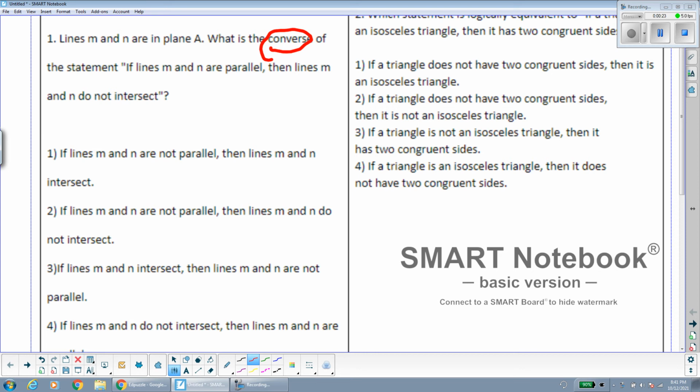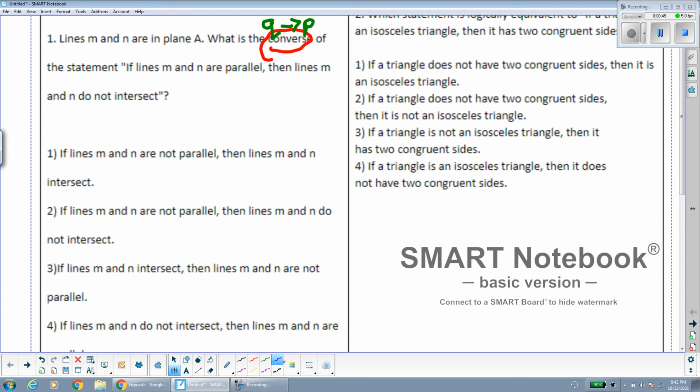If lines M and N are parallel, then lines M and N do not intersect. So remember that the converse of the statement is when you switch the order of the hypothesis and conclusion. So instead of being if hypothesis then conclusion, it will change to if conclusion then hypothesis.